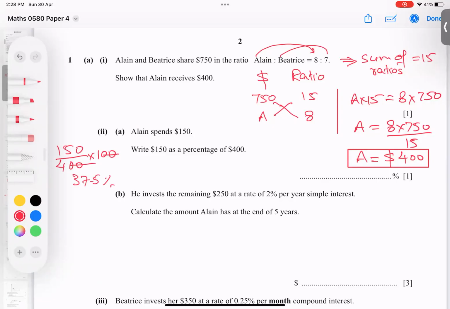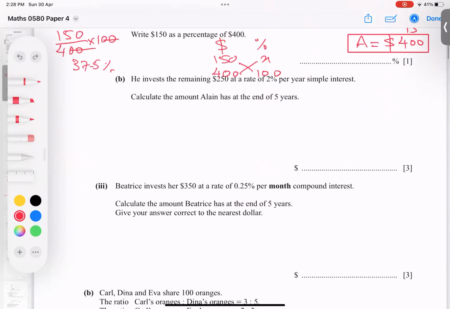Way number 2: write the dollar sign and percentage. I'm looking for the percentage of 150, so $150 and X percentage. As a 400, so 400 will be treated as the full, and full means 100%. This is the second way. Cross multiply, inshallah, you get the same answer.